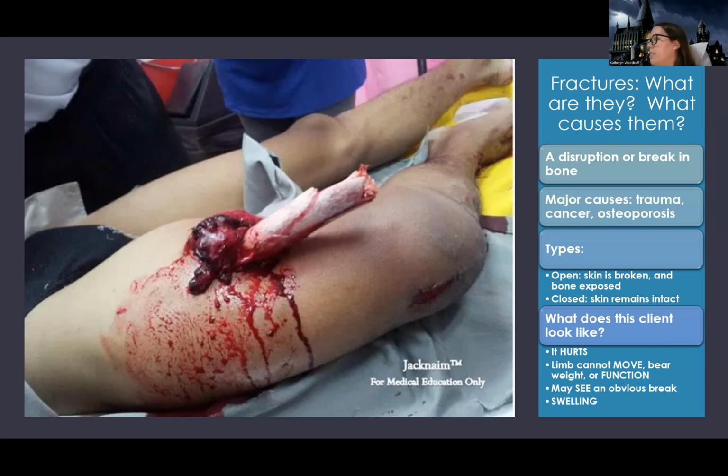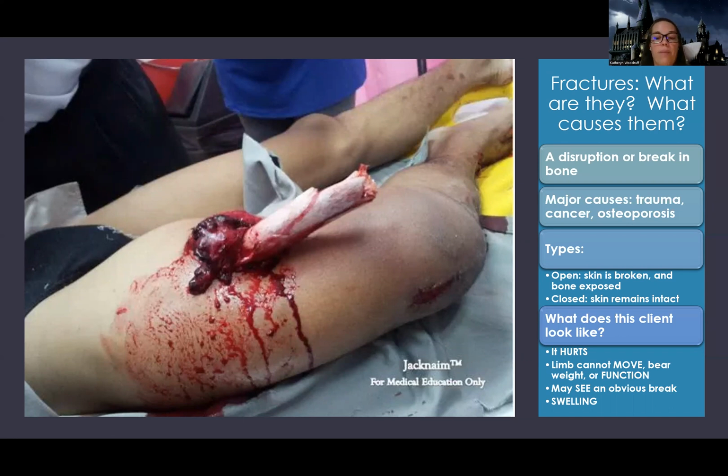And one of the main things that's going to affect my nursing care is whether the fracture is open or closed. When I say open or closed, what I'm talking about is the difference between it being open, where the skin is broken and the bone is exposed. So like in this picture, we have an open fracture, whereas in a closed fracture, the skin remains intact. Now there may be some deformity I can see, but there's no break in the skin. There's no bone protruding out of the skin. Now this is a pretty dramatic bone protruding out of the skin, but sometimes it's not this dramatic, sometimes you can barely see it, it's just a little bit.